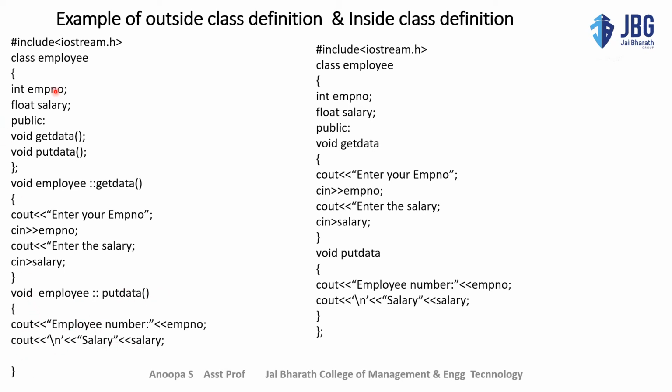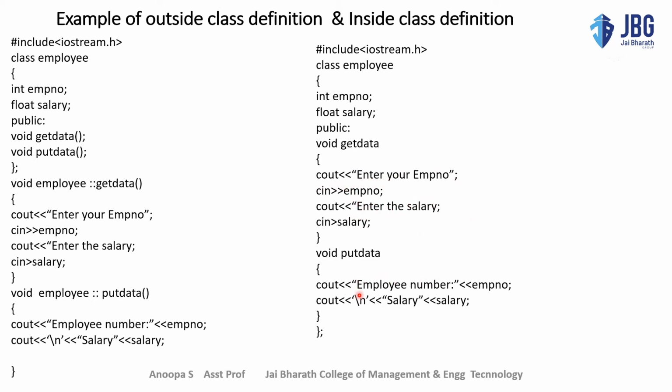So this is how function definition occurs outside the class. Suppose I am defining the function within the same class, how can I define it? Hash include iostream.h, class employee, same, now public. This is my function void get data. Now I am writing the body within the same class. So enter your employee number, salary, salary.